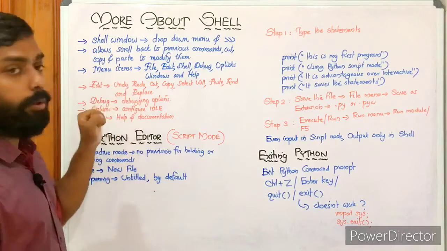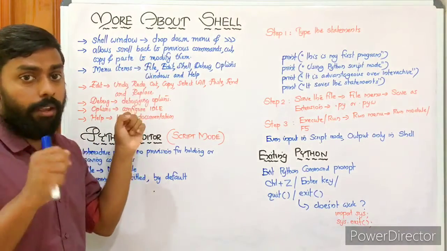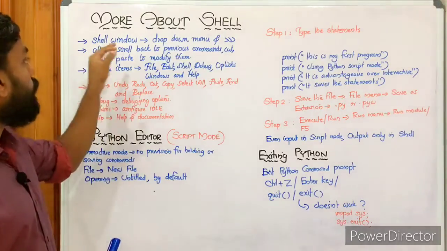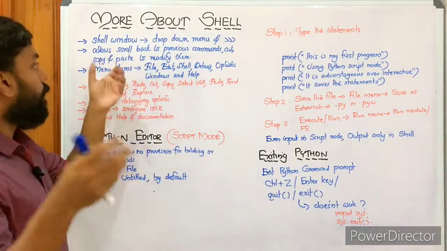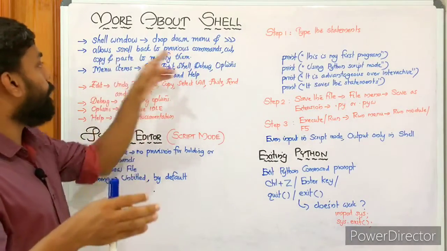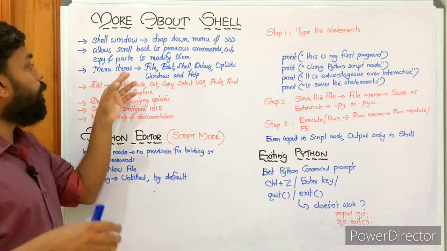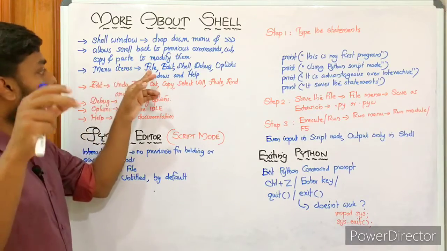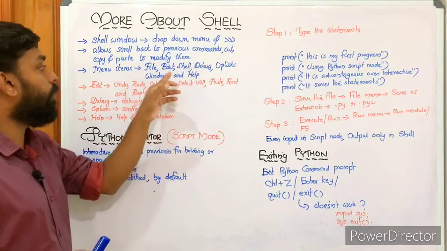So these are the menus available in Python shell mode or interactive mode. Let's look once again. Python shell mode consists of a drop down menu as well as a command prompt, which allows us to scroll back to previous commands, and cut, copy, paste and modify data. Then the menu, which consists of the options: file, edit, shell, debug, options, windows and help.